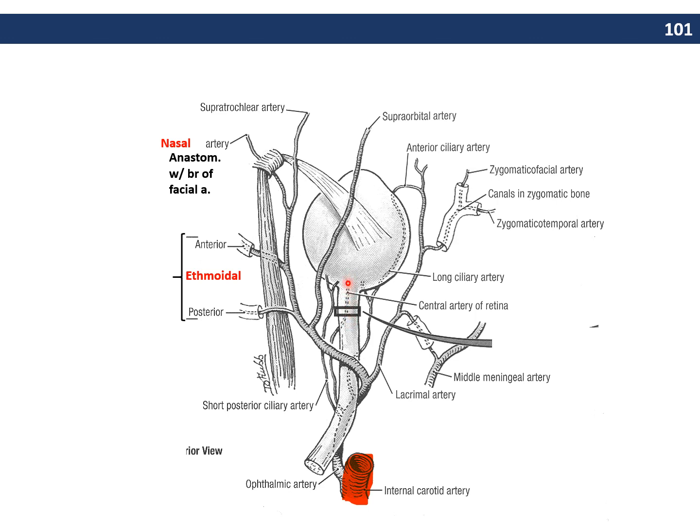travels towards that to terminate at the inner tunic. The ophthalmic artery also gives off short posterior ciliary arteries, which pierce the posterior part of the eyeball and supply only the posterior part. And there are multiple short posterior ciliary arteries.